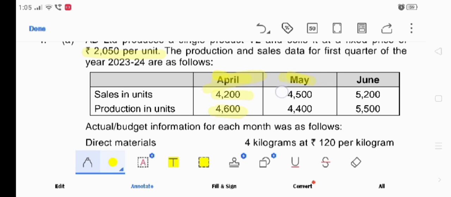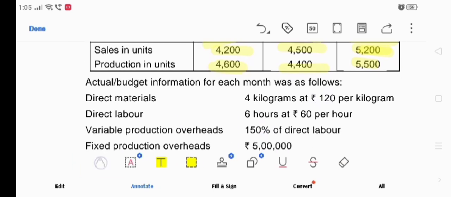Okay, they have given sales and production. You have opening stock by taking closing stock from April. Now you have to calculate closing stock for May, and after calculating closing stock for May, that is the opening stock for June. And they have given sales and production in units, so that's how you calculate closing stock for June.